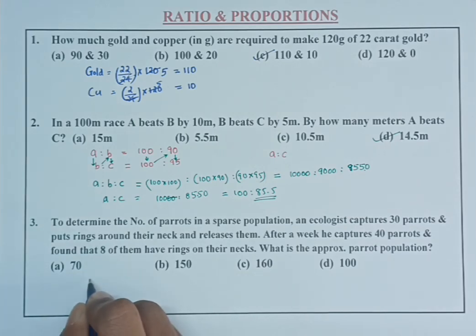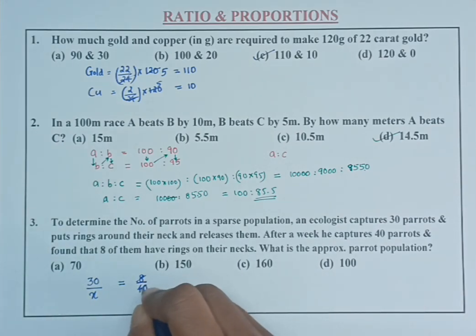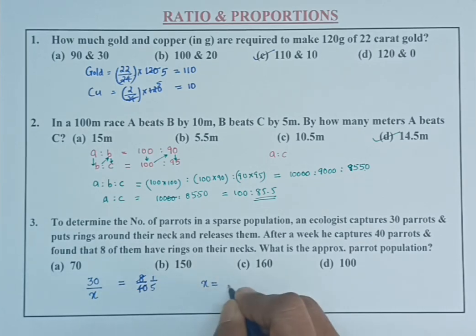Let's take the total population as X. He captures 30 out of X. The second time he captures 40 parrots, 8 of them have rings. So the ratio is 8 out of 40. We can equate these ratios, considering the approximation that he is capturing at a constant rate. Then the ratio will be 1 by 5 and X will be equal to 30 into 5, that is 150.